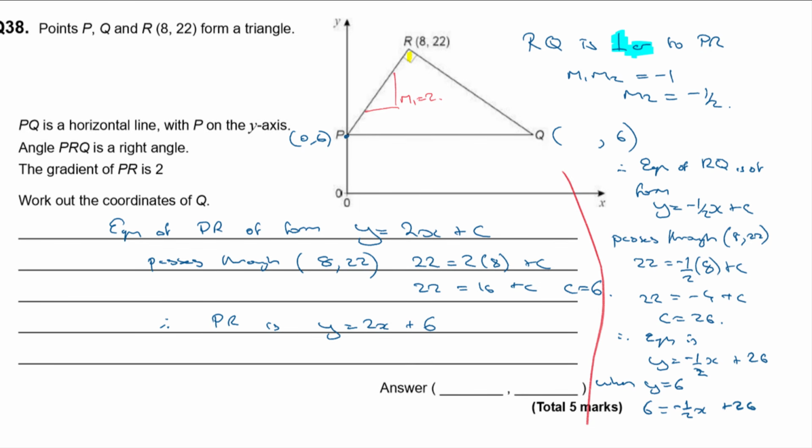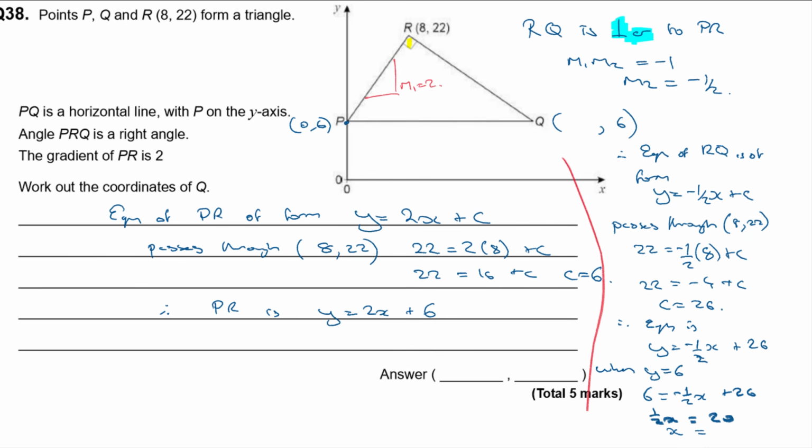So taking the 1/2 x to the other side and 6 to the other side, I'm going to get 1/2 x is equal to 20. So x then is going to be twice that. It's going to be 40. So that's my coordinate then. X coordinate is 40, y coordinate must be 6.